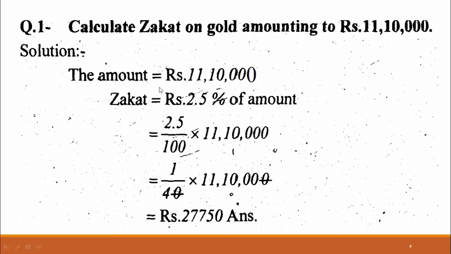Now, dear students, in this example, you see this is a very simple problem. If you have a total amount, then how to find the zakat amount? You should keep in mind the rate of zakat out of 100. Out of 100, the rate of zakat is 2.5 rupees. Or simply, we can say that if we have 40 rupees, then the amount of zakat is 1 rupee. So 1 by 40 multiplied by the total amount gives you the zakat for the total amount.